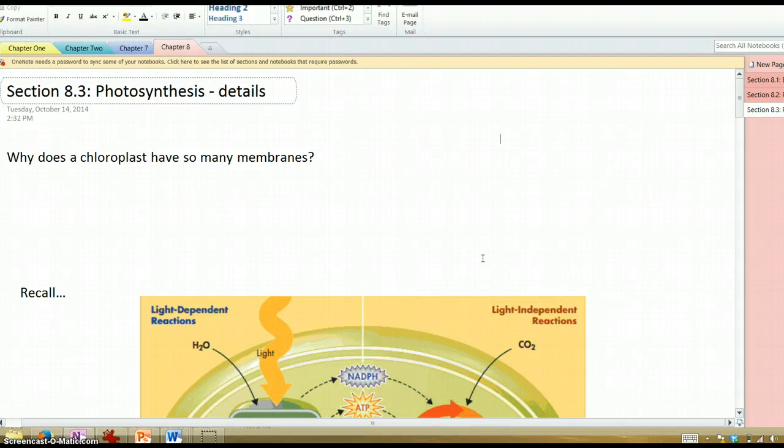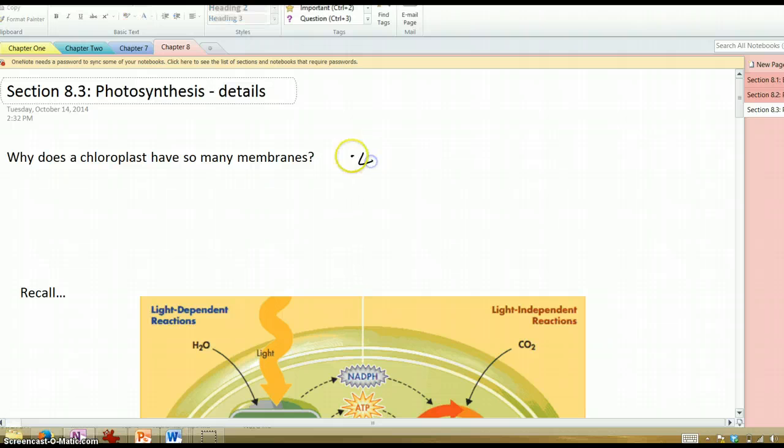Okay, now let's talk about part of section 8.3 that covers the light-dependent reactions, or just for short, the light reactions. All right, so here's a question I want you to keep in mind as we cover this. Why does a chloroplast have so many membranes?